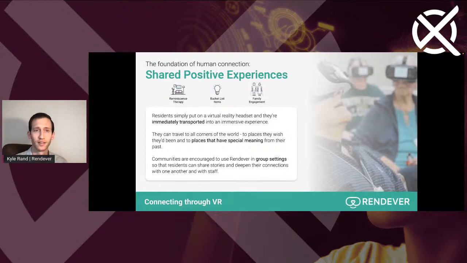It's pretty substantial. Now, why do we believe that VR has the opportunity to help solve this problem? Since the beginning, Rendeavor's mission has been to overcome social isolation through the power of VR and shared positive experiences. As a company, we fundamentally believe that the foundation of all human connection is these shared positive experiences. So after months of careful research and planning, we developed a VR platform specifically designed to stimulate conversations, build trust, and help people develop meaningful relationships within aging communities.